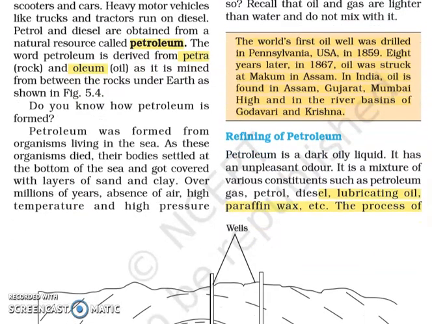Next is refining of petroleum. Now, refining of petroleum is a very important process, because by the process of refining we get different essential products from the crude oil or petroleum. Petroleum is a dark oily liquid. It has an unpleasant odor. It is a mixture of various constituents such as petrol, diesel, lubricating oil, paraffin wax, etc.